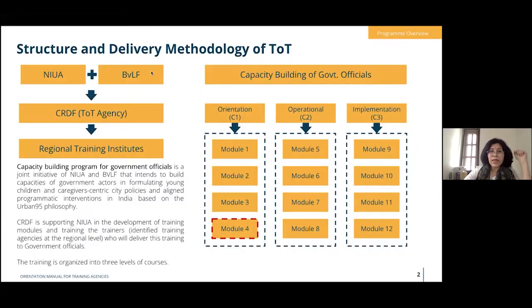Since this is the last module in this orientation course, a quick recap. Essentially, this capacity building program has been jointly developed by NIUA and BVLF. The driving force behind this program is how we can build the capacities of government actors so that they can continue to incorporate ITC-friendly principles and design ideas into all city-level development projects. It's going to be in three parts: this orientation course, the second will be the operational course, and the third will be the implementation course.